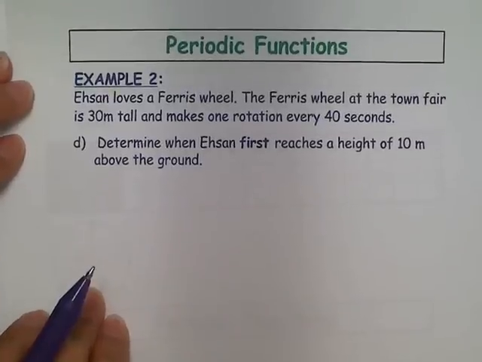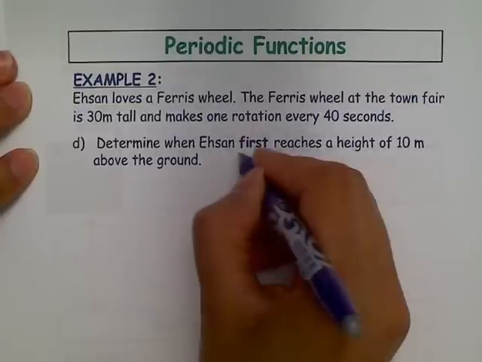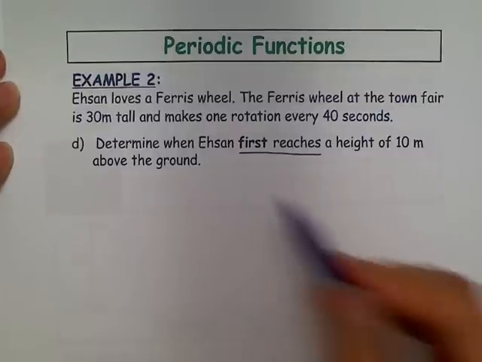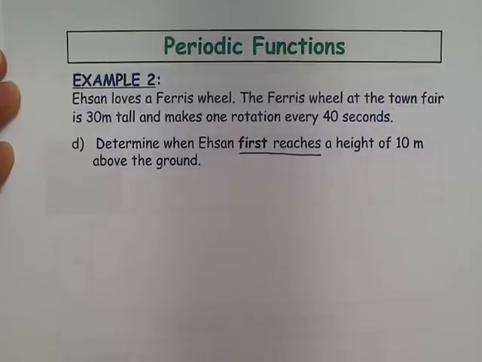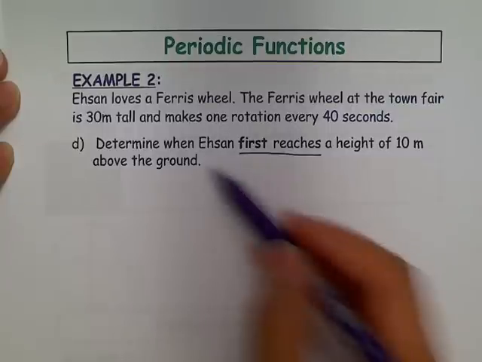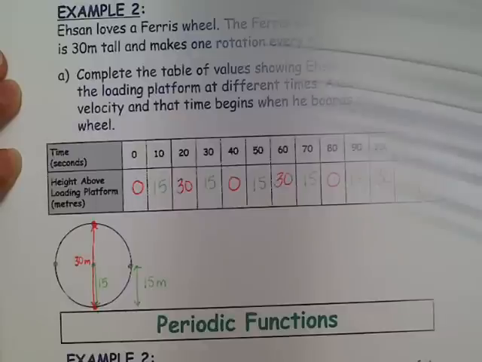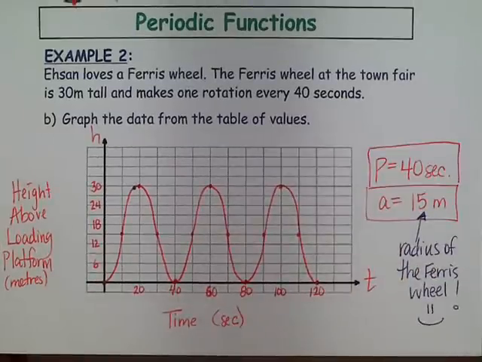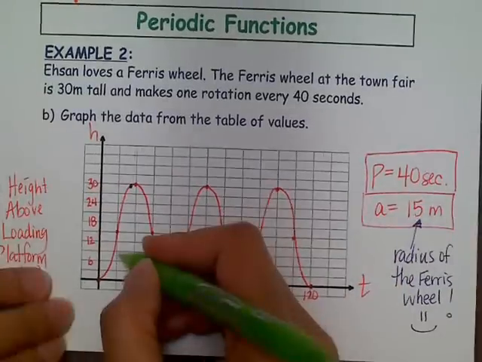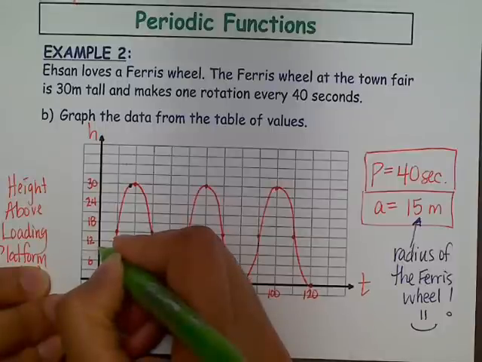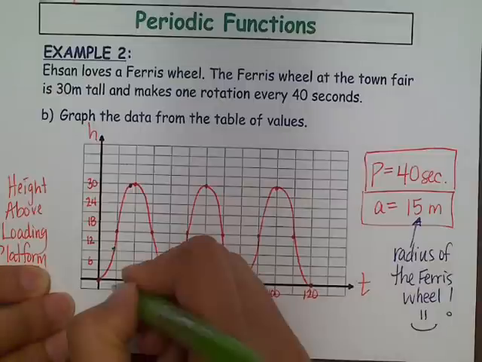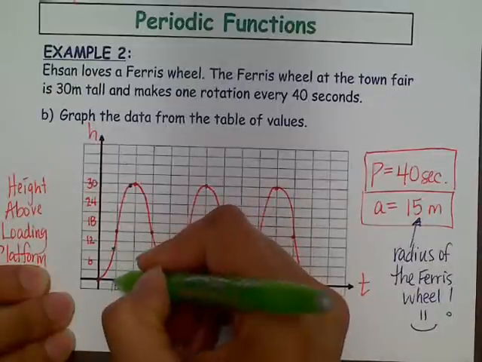For part D, the last part says, determine when Aeson first reaches a height of 10 meters. Now, the reason why the question is saying first reaches a height of 10 meters is because he actually reaches a height of 10 meters several times while he's on this Ferris wheel. So we want to know when he first reaches a height of 10 meters. So let's look back at our graph. And the first time he reaches a height of 10 meters, so this is 6, that's 9, 10 is about here. The first time he reaches a height of 10 meters is just before the 10-second mark.